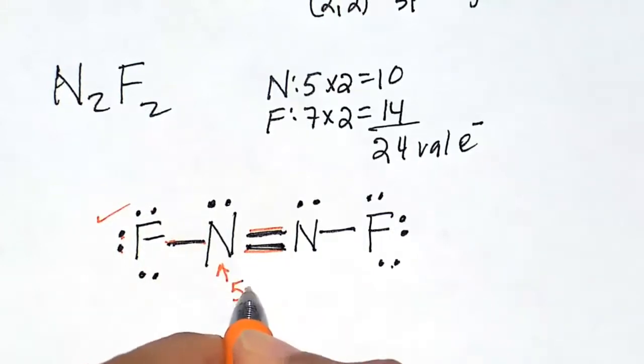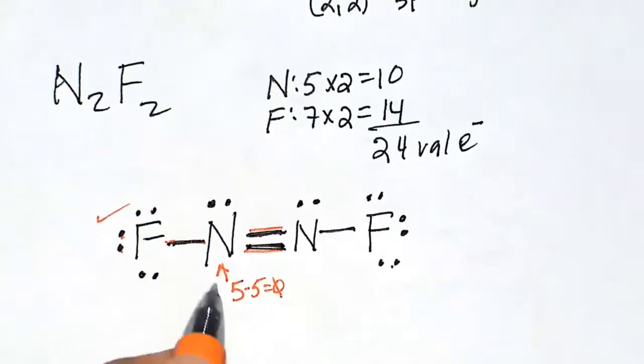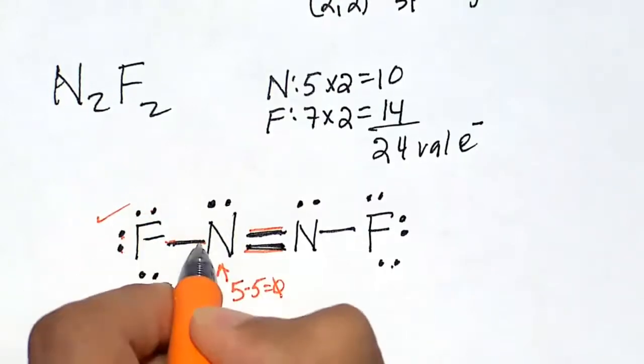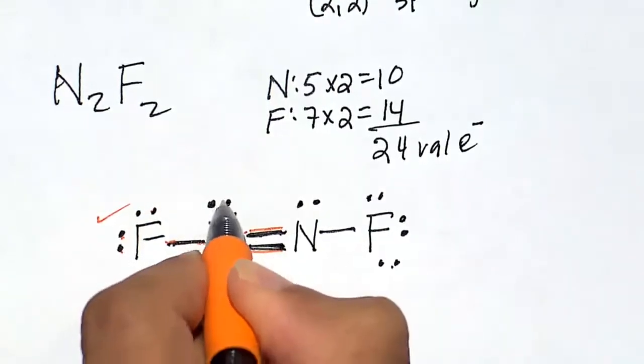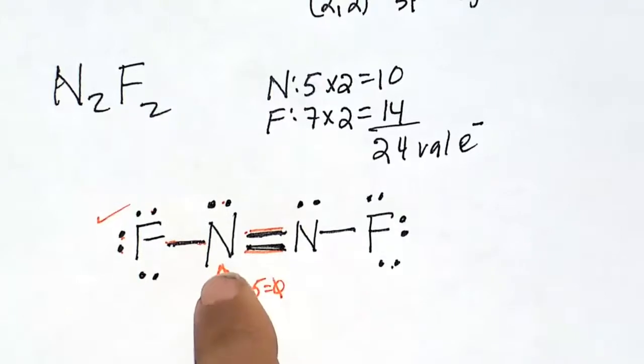Nitrogen is happy at 5. 5 minus 5 is 0. The octet rule for this nitrogen: 1, 2, 3, 4, 5, 6, 7, 8. So this nitrogen and that nitrogen are pretty much the same. This is the best Lewis structure for N2F2.